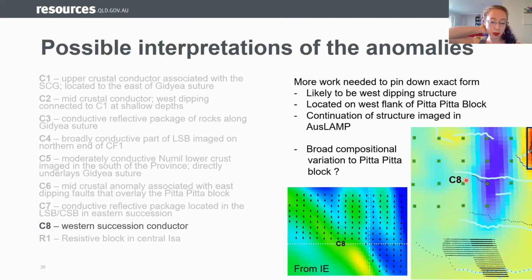So hopefully as we get more Auslamp data down to the south, we'll be able to get a better handle on what the deep structure is, and then some 3D modelling of the CF23 MT data that is to be released soon will help give us a better feel for the character of this structure. But again, it's not massively conductive, so maybe we're seeing a compositional variation between the central part of Mount Isa and the western part in the lower crust.